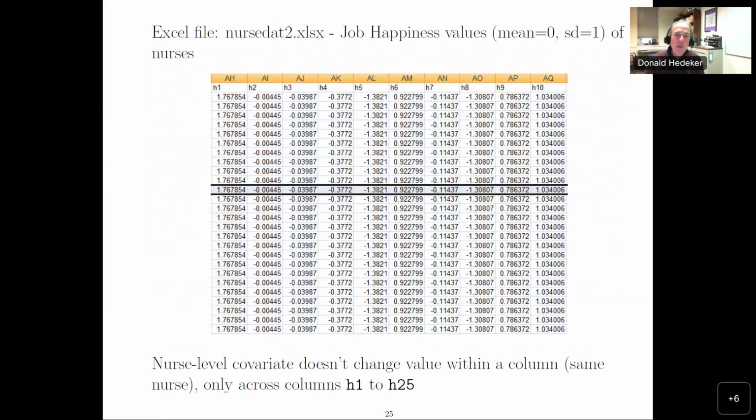Now here shows that covariate that's at the nurse level, those fields. That's job happiness value. I need to have those as separate variables for each of the 25 nurses, so H1 to H25. Within a column, it's the same value because it's the happiness rating for the first nurse. Across columns, it changes, because it represents the happiness for the second nurse, the third nurse, et cetera. So we're going to see how to include this job happiness of the nurse in the analysis as a covariate.